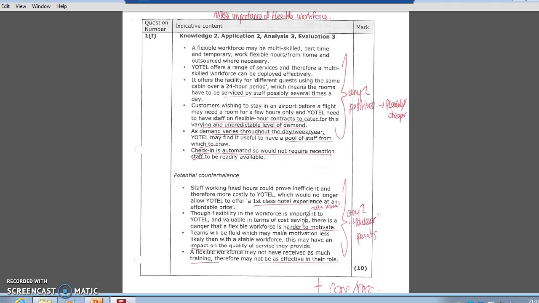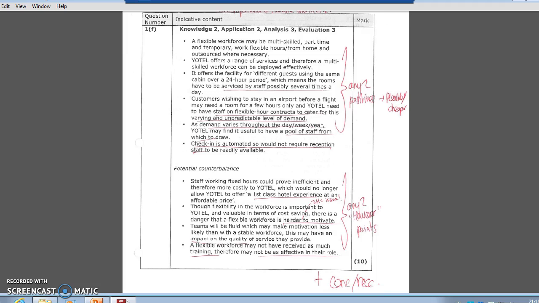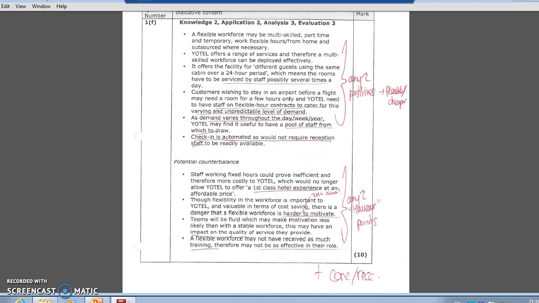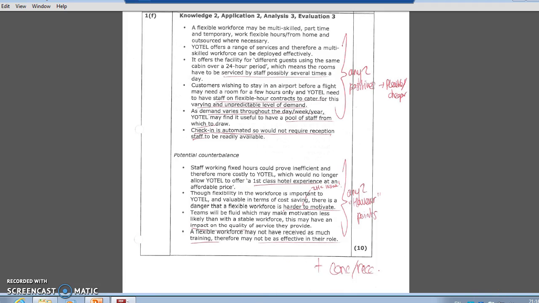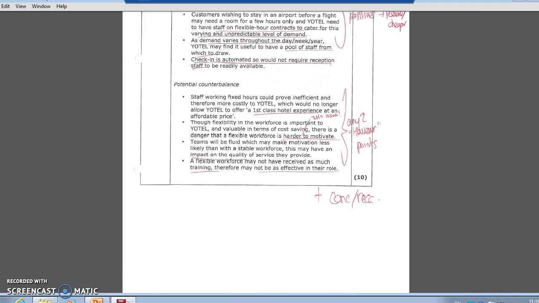Then your 2 error points saying, well, actually, it costs a lot of money to have flexible staff. There's a lot of training there, and they're going to be harder to motivate. It could be argued the whole 0 hour contract issue, flexibility, quite a topical issue. And then your conclusion for that one. And that concluded section A based on theme one.